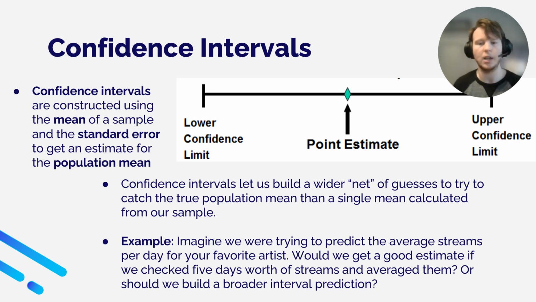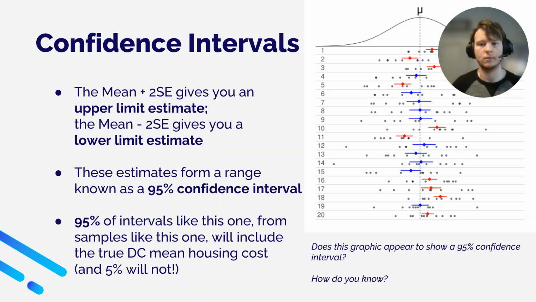To help students imagine this, imagine they're trying to predict the average streams per day for your favorite artist. Would we get a good estimate if we checked 5 days' worth of streams, averaged them, and said, bam, there's our number? Or should we include something that accounts for the variance across each day of that artist's streams? That might let us build a wider net of guesses that includes some values below that 5-day mean and some values above it.